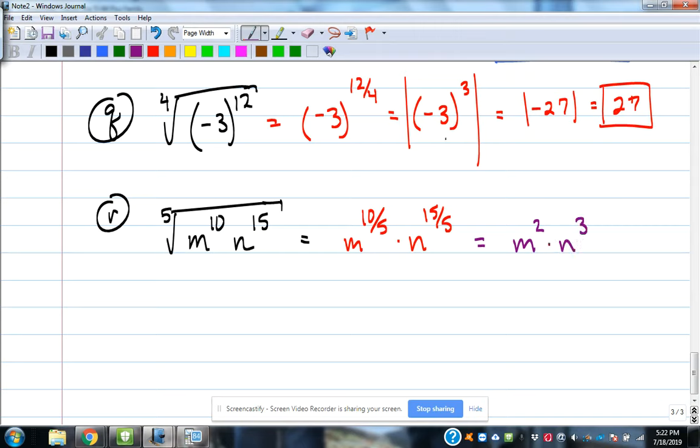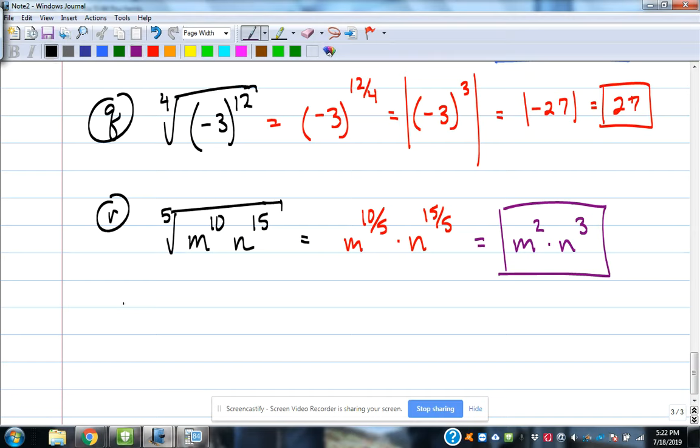Do I need absolute value marks on those? Why or why not? It's not an even index, so I don't need absolute value marks. Remember, odd index, I'm never going to need absolute value marks. Only on even indexes do I even have to think about that. So that's the answer on that one. Okay.